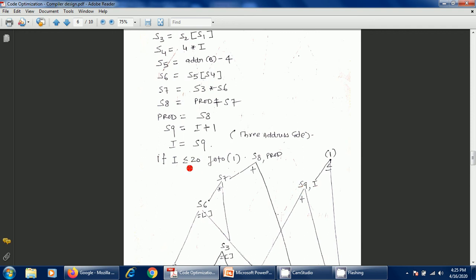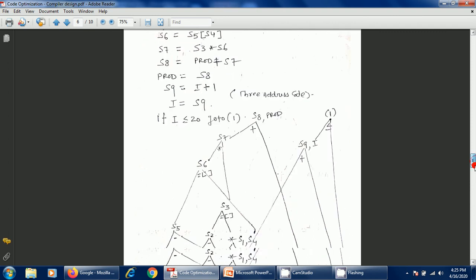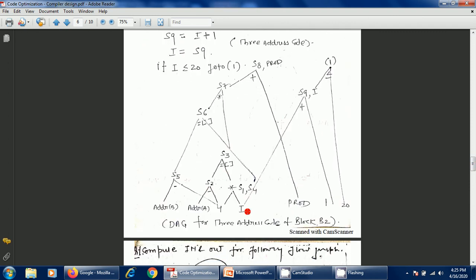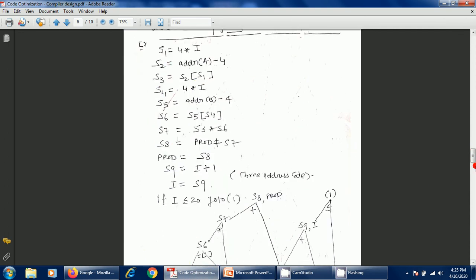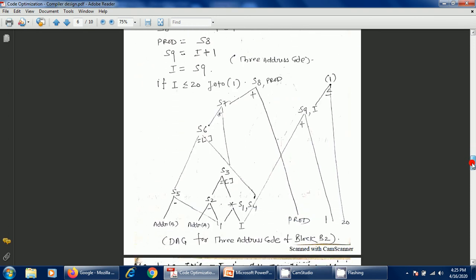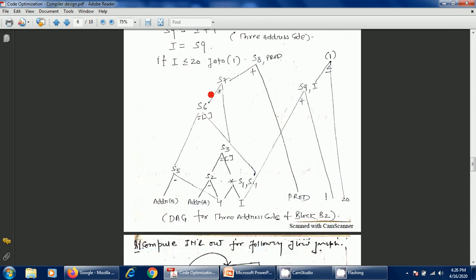Now if I less than or equal to 20 go to 1. I and 20, go to 1. So this node is labeled with operator symbol less than or equal to. This is a DAG representation for this three address code. This three address code is given, convert it into a DAG representation, and this is the answer.